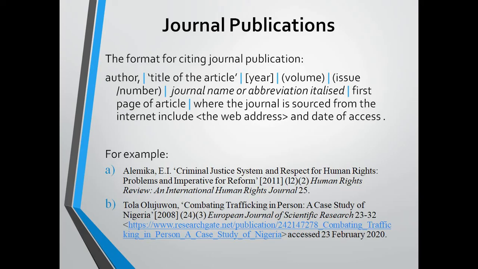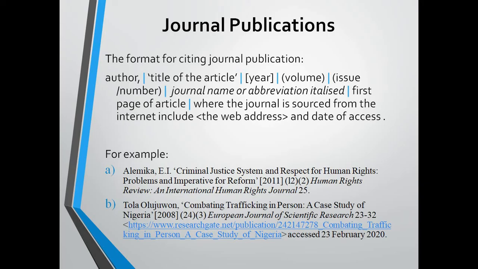Example of a journal publication citation. You're citing Alemika's work in Human Rights Review and International Human Rights Journal. This is just the typical citation. You have Alemika, E.I. You have the title of the article, right? The criminal justice system and respect for human rights, problems and imperative for reform. You put it in inverted commas, then you put the year in which it was published in square brackets, 2011, put the volume 12, put the issue 2, then you write the name of the journal in italics, and then you have your page.